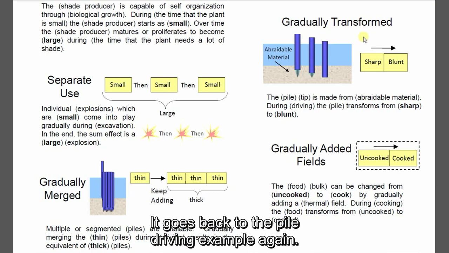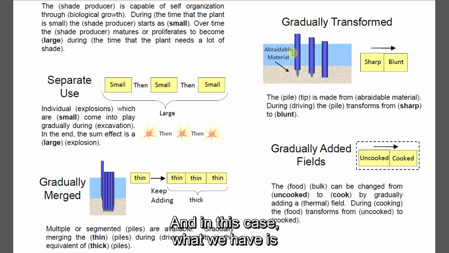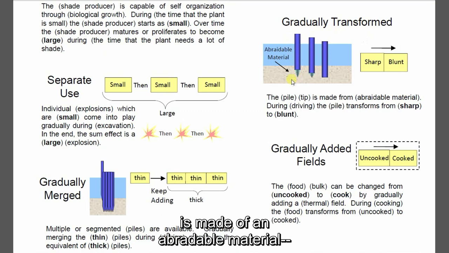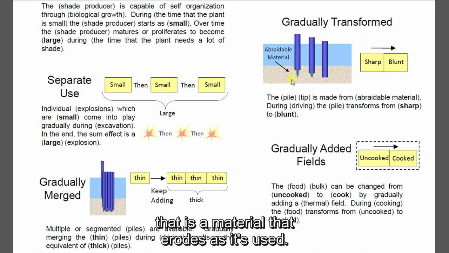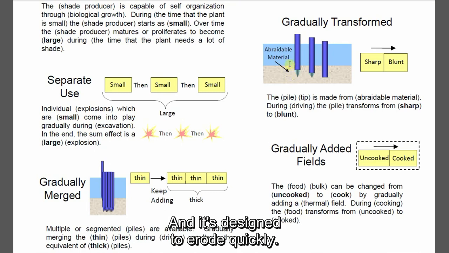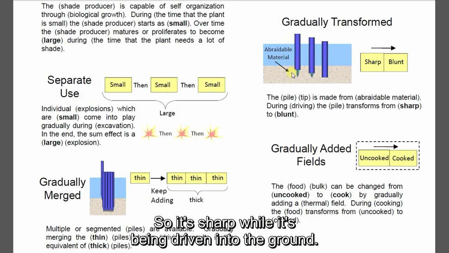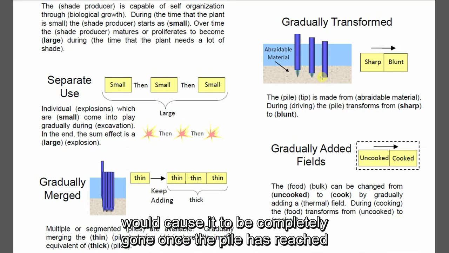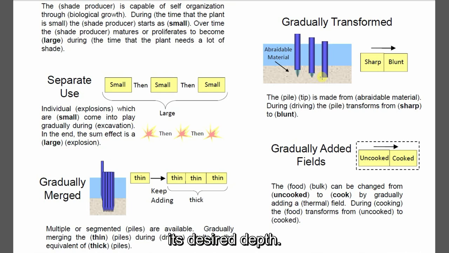But I think this is actually a very good example. It goes back to the pile driving example again, and in this case, what we have is the blunt pile with a sharp tip, but that tip is made of an abradable material. That is, a material that erodes as it's used, and it's designed to erode quickly. So it's sharp while it's being driven into the ground, and the sharp part gradually wears off and is designed to wear at a pace that would cause it to be completely gone once the pile has reached its desired depth.